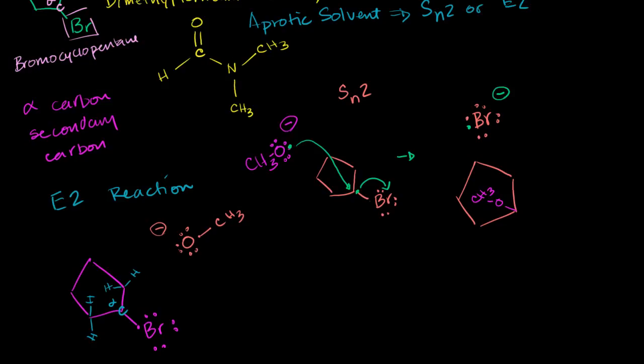So maybe I'll take a color. This electron can be given to the hydrogen so that it forms a bond with it. The hydrogen's electron, let me do this in a suitably different color, that is sitting right over there can now be given to the alpha carbon to form a double bond. And now that the alpha carbon is getting that electron, the bromo group can leave.